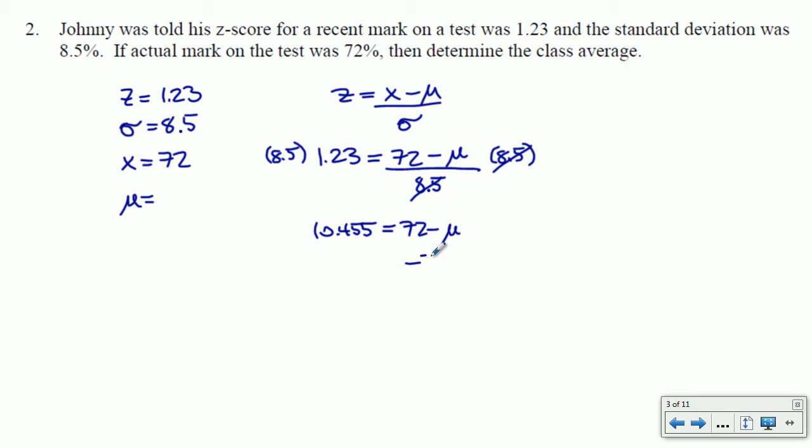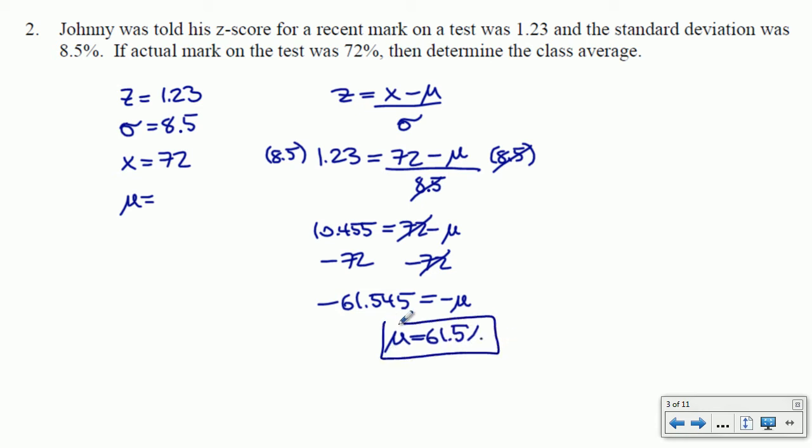Now we can subtract 72 from both sides. 72 minus itself on the right is 0. And then we get negative 61.545 is equal to negative mu. And if we divide both sides of this equation by negative 1, we get mu is 61.5. So that's the average on the test.